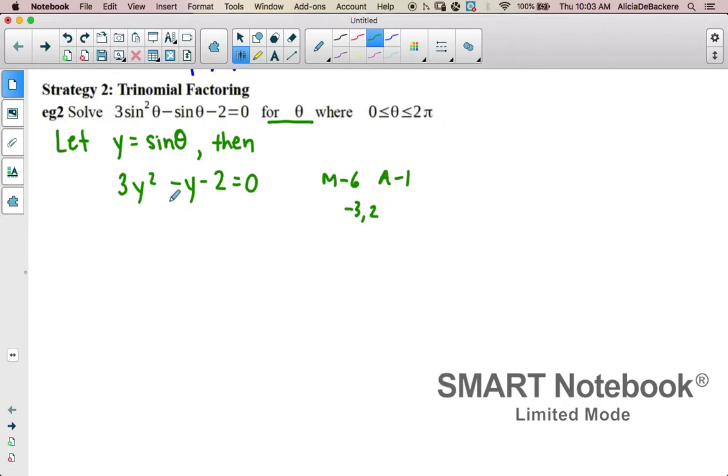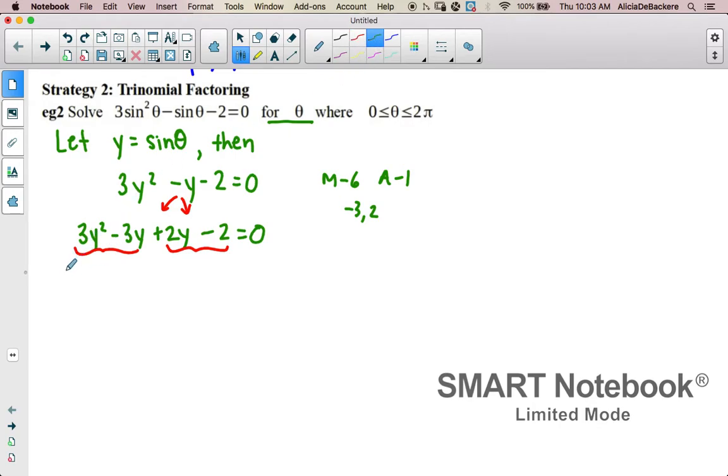This is a decomposition question because there's a coefficient in front of the squared term. So that tells me that I'm going to decompose or split the middle term into two terms. And so I get 3y squared minus 3y plus 2y. And again, you could have those in the opposite order and you're going to get the same answer as me at the end of the day. And now that I've got four terms, we're going to group, and we're going to look for some common factors.